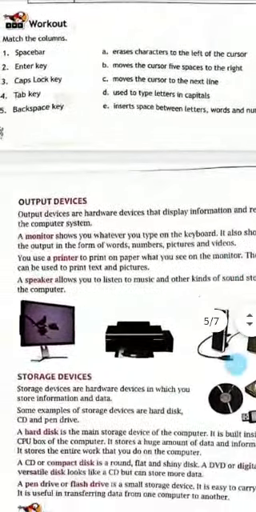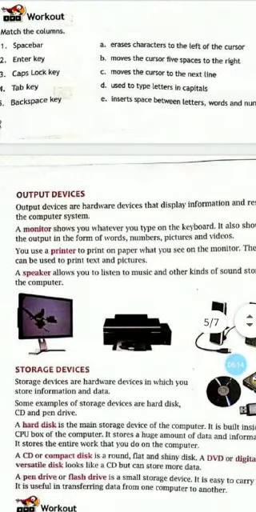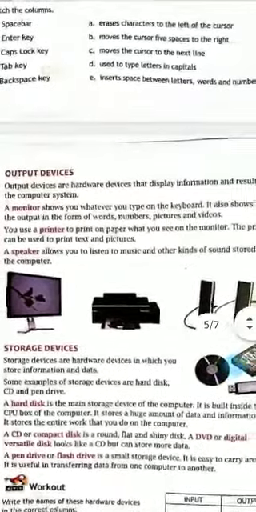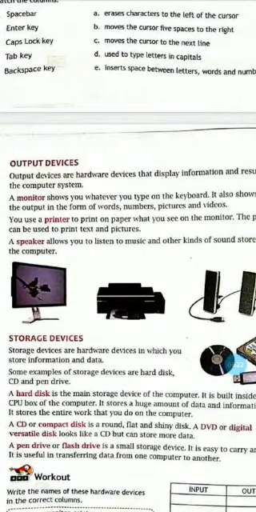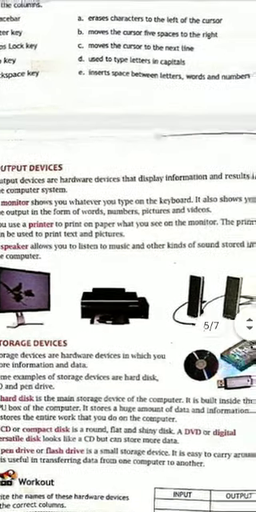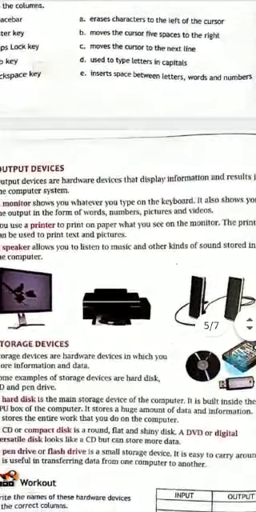Now the next topic is output devices. Output devices are the hardware devices that display information and results in the computer system. Now what are the output devices? These are the devices that give you the results. A monitor shows you whatever you type on the keyboard. It also shows you the output in the form of words, numbers, pictures and videos.